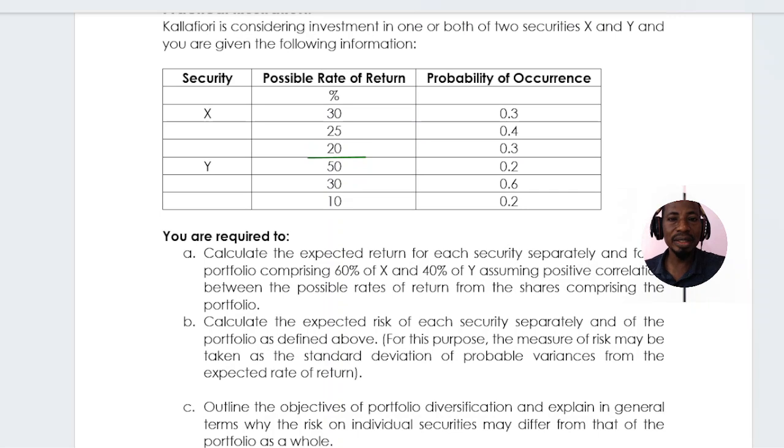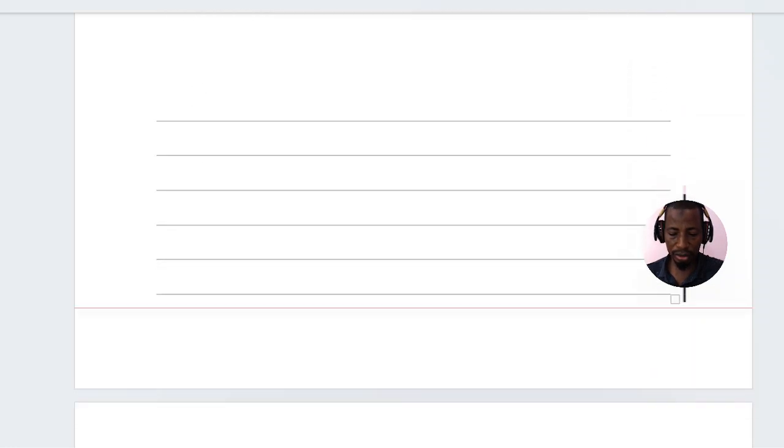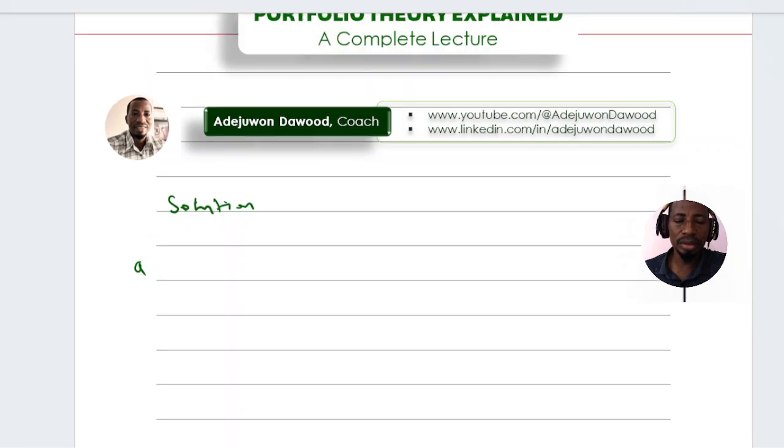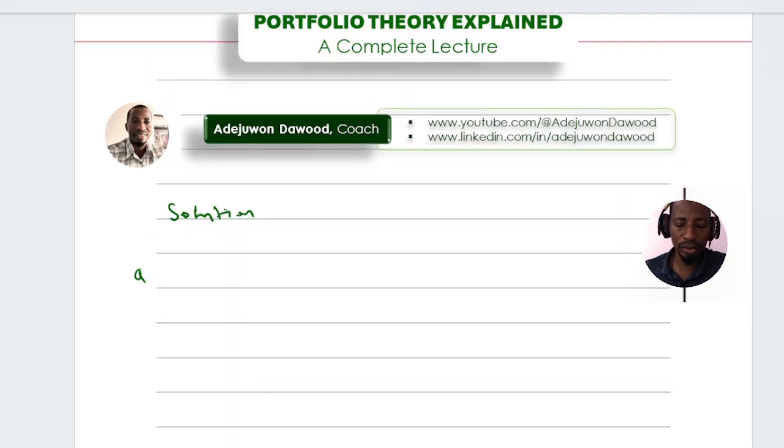In the A requirement, the examiner is asking you to calculate the expected return of each security separately and for the portfolio comprising 60% for X and 40% for Y. So I want to calculate expected return. Without wasting more time, solution. Number A, we have to calculate the expected return of individual security and of the portfolio.